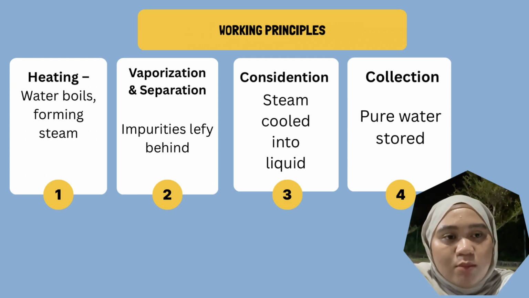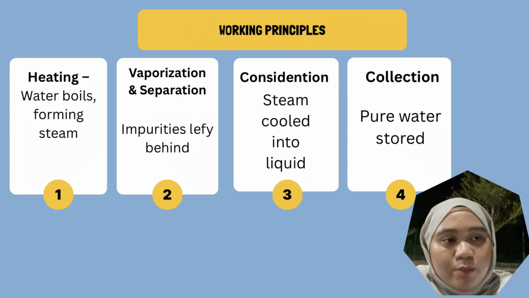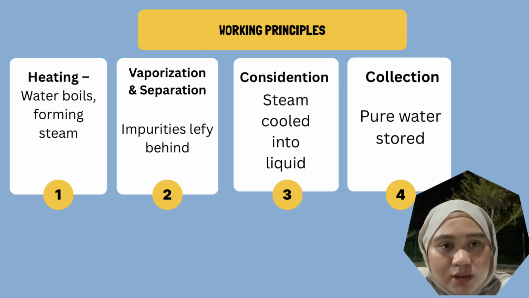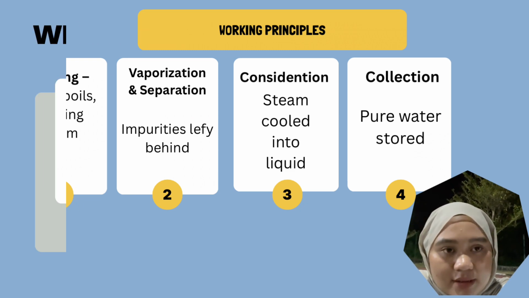The steam rises and moves into a condenser, while impurities like minerals, salt, and microbes remain in the boiling chamber. The third one is cooling. The steam passes through a cooling system, usually a fan or cold water coils, where it condenses back into liquid form. The last step is collection. The condensed distilled water is collected in a clean container, free from most contaminants.